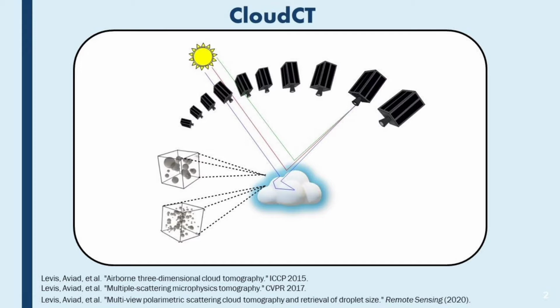CloudCT plans a formation of 10 cooperating nanosatellites. They will image cloud fields simultaneously from multiple directions at about 20-meter resolution. The images will be used in 3D scattering tomography, leading to retrieval of microphysical properties of clouds. At the moment, we focus on retrieving the liquid water content and the effective radius.